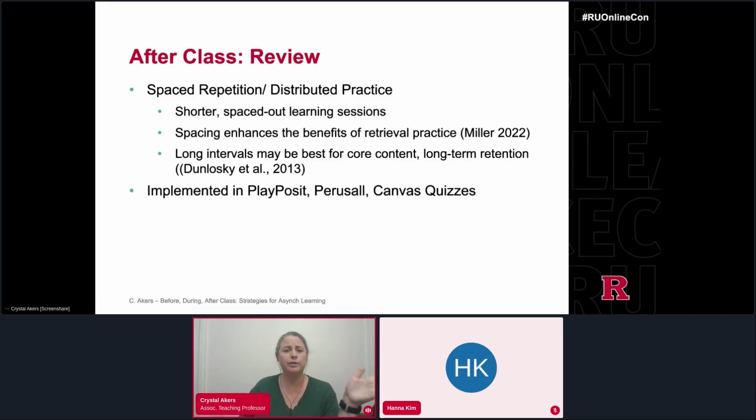According to Miller's review of the research, spacing breaks down the association between specific environment cues and what's being learned. And that enhances the benefits of retrieval practice. Dunlosky et al. say that long intervals may be best for core content or long-term retention.